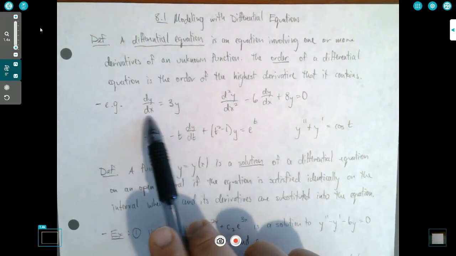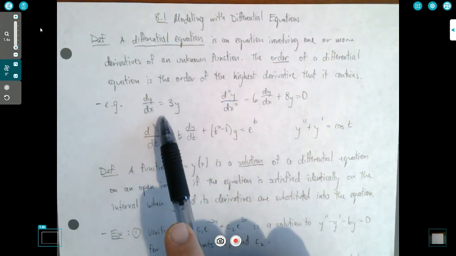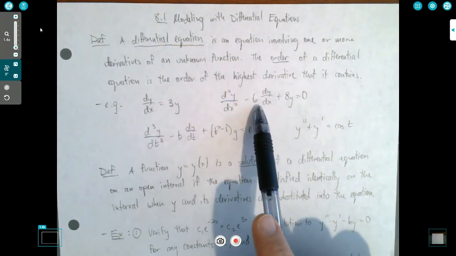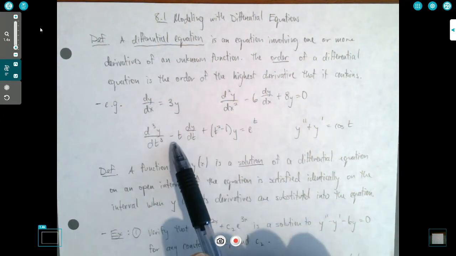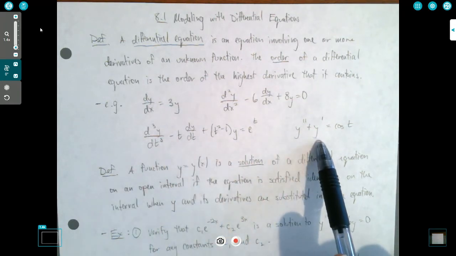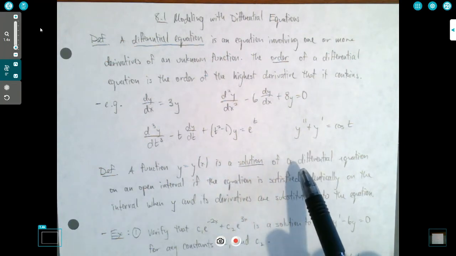This differential equation has order 1, so we would call it a first order differential equation. This differential equation has order 2, so it's a second order. This is a third order differential equation. And this is another second order differential equation. It's just we're using y prime instead of dy dx. Okay.